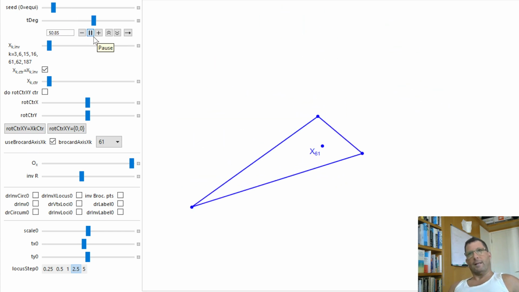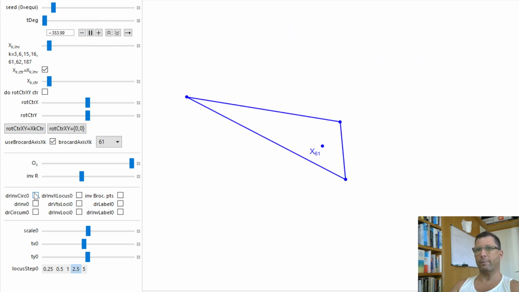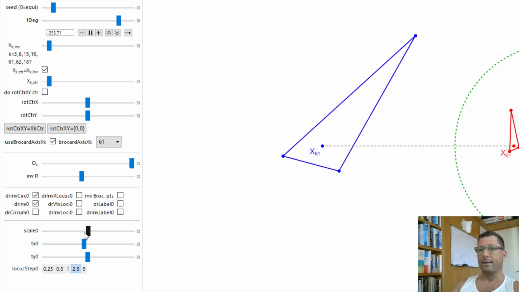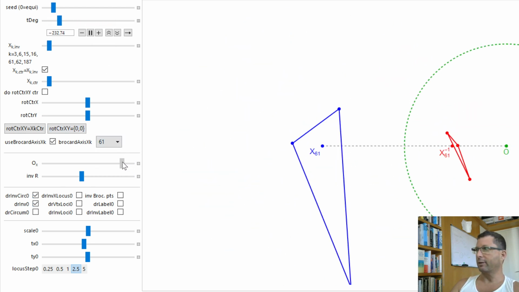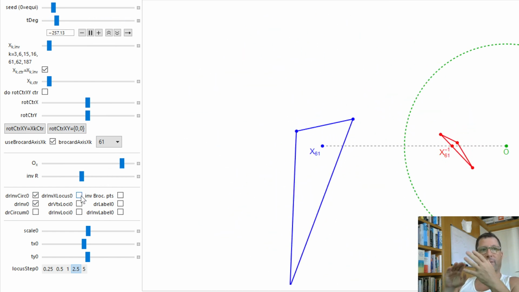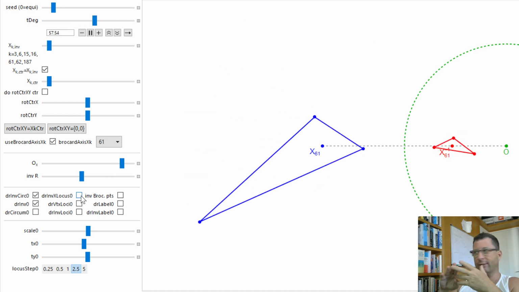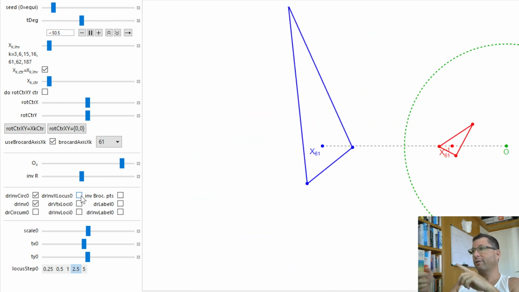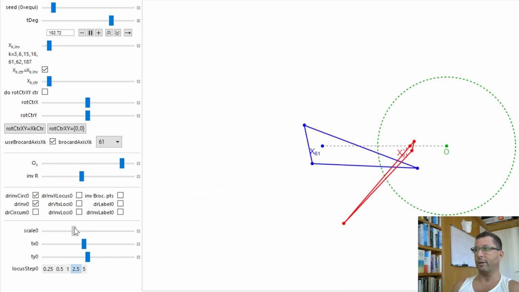Now let's light up the inversion circle. Let's light up the inversive family. Let's move this inversion circle a little bit to the left here. And you can see right away that we're getting the same phenomenon we got with X6, X15, X16, in that X61 of the inversive family is a stationary point.